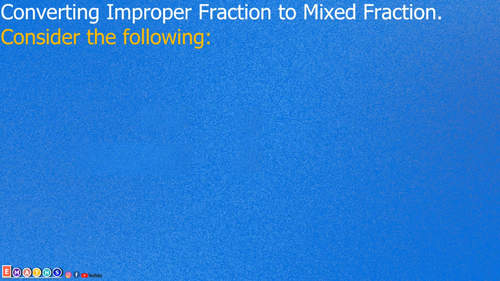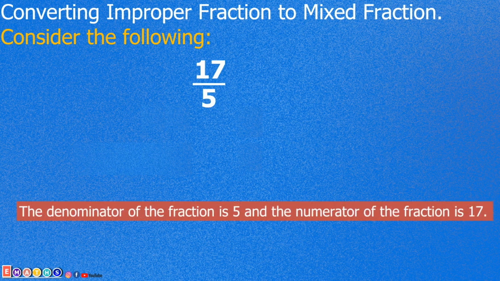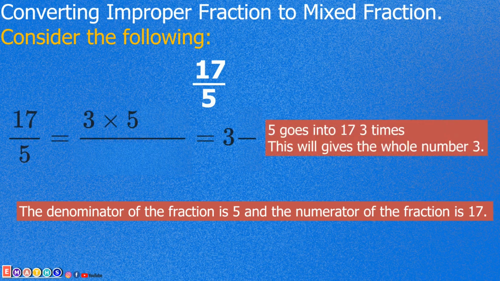Let's take a look at another example. Converting improper fraction to mixed fraction. Here we have 17/5. The denominator of the fraction is 5, and the numerator of the fraction is 17. 5 goes into 17 3 times. This will give us the whole number 3, as highlighted in white.